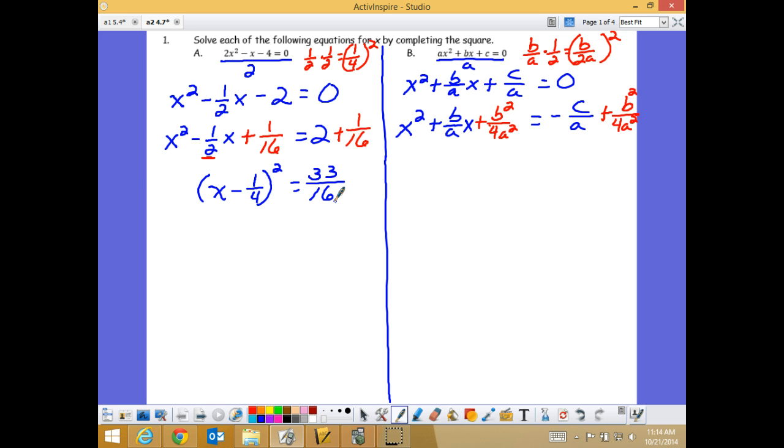So we are going to do the same thing over here. Rewriting this in factored form, it becomes x plus b over 2a squared. And now to combine the right side, we need a common denominator of 4a squared. So we need to multiply the top by 4ac. And just rearranging, so the positive comes first, we're going to have b squared minus 4ac all over 4a squared.